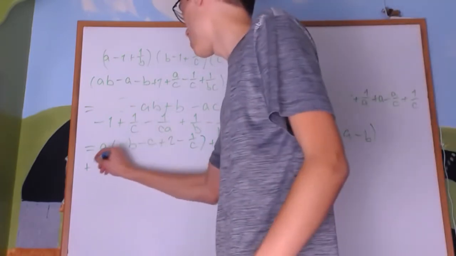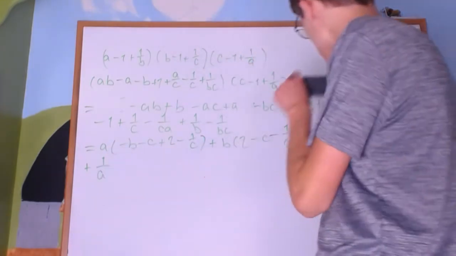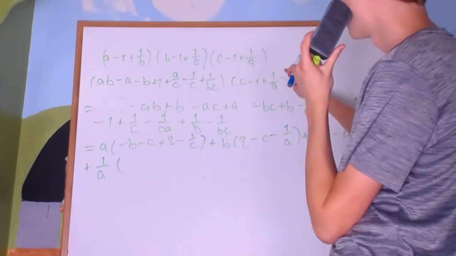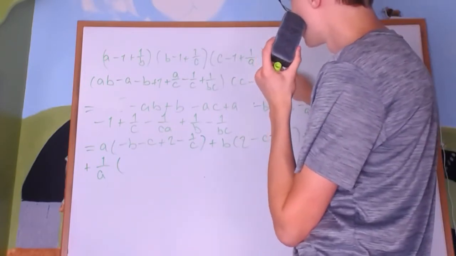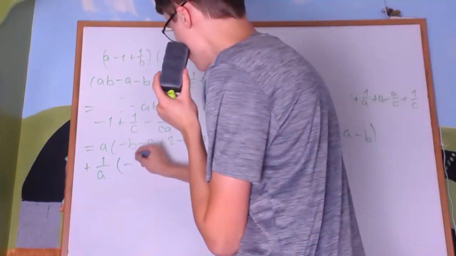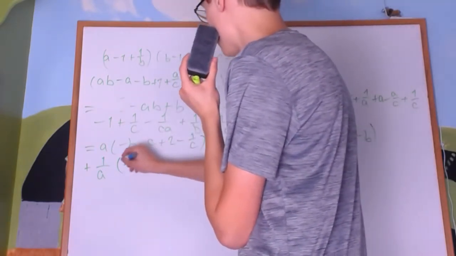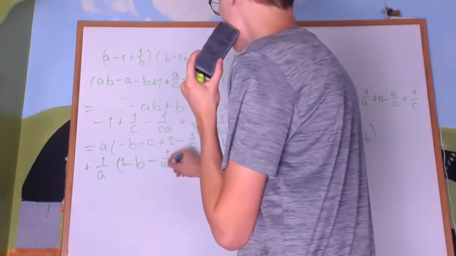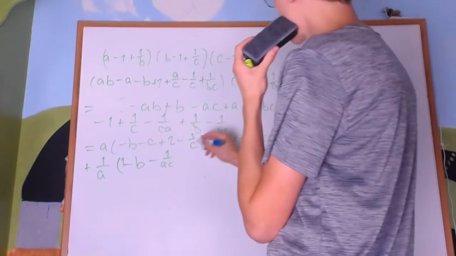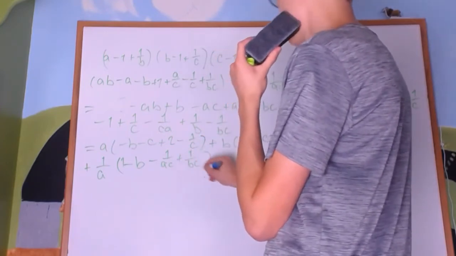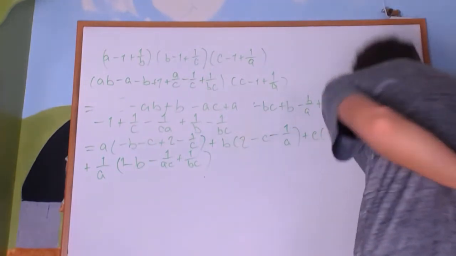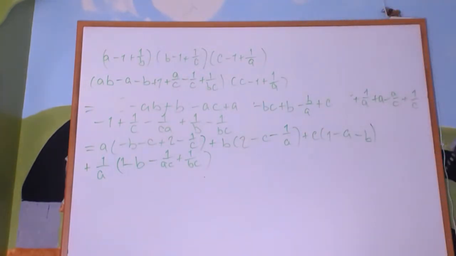Alright. 1 over A term. 1 over A. Those are all gone. There's a minus B. There's a plus 1. Minus 1 over AC. Plus 1 over BC. This isn't helping. I don't know about this one.